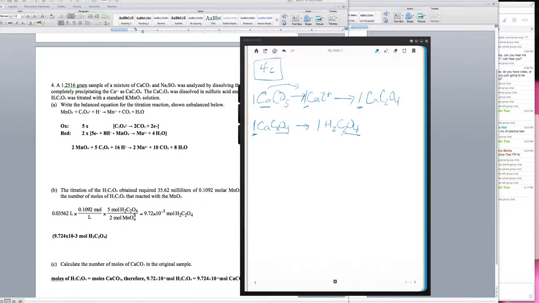So if that's the case, once you calculate the number of moles of this, you go backwards. If you did that calculation, you got 9.724 times 10 to the negative third moles of oxalic acid, and that's 9.724 times 10 to the negative third moles of calcium oxalate. And then that became 9.724 times 10 to the negative third moles of calcium 2+, which then became 9.724 times 10 to the negative third moles of CaCO3. So it's 1-to-1-to-1 all the way back. So it's the same answer.